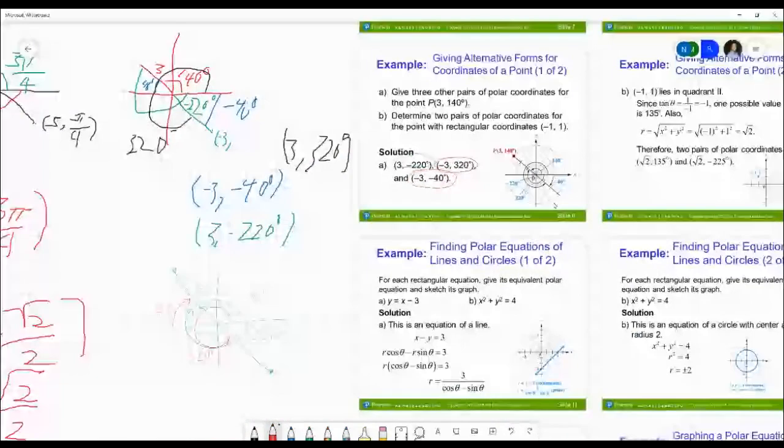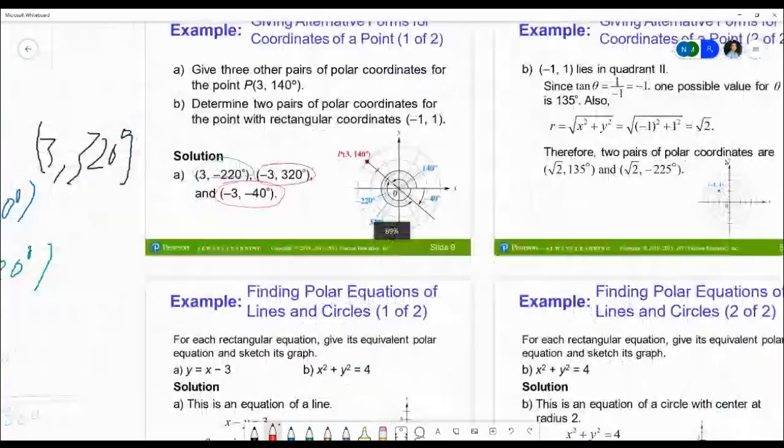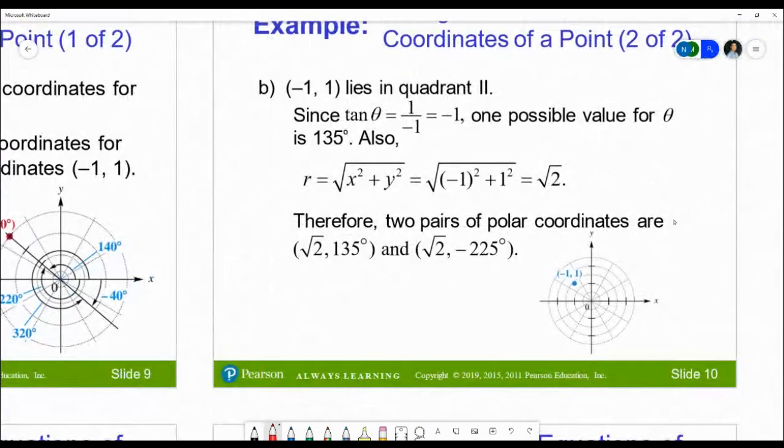All right, for part B, (-1, 1). (-1, 1) is in quadrant 2, and all you have to do to find r is use a formula. Converting from rectangular to polar is actually a lot easier, because you can just plug into the formula. So r here is the square root of x squared plus y squared, and for theta you can use tangent, which is just tangent of 1 over -1, which is -1. And so the tangent of -1, the reference angle back in the first quadrant, is 45 degrees. Since it is in the second quadrant, you subtract that from 180 in order to get 135.